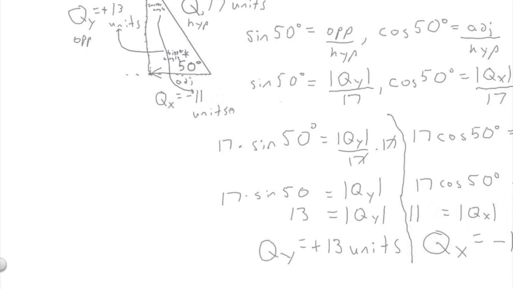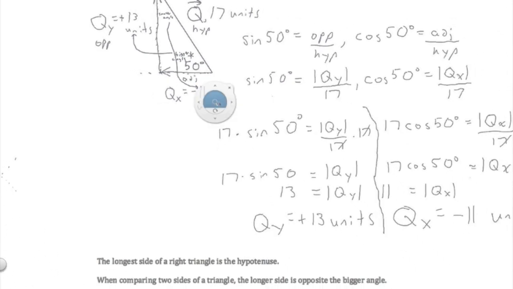All right, so we were able to check our results here and see that they made sense. Both of the legs of the triangle came out to be shorter than the hypotenuse, and the longer leg of 13 was opposite the greater angle. The smaller leg of 11 was opposite the smaller angle.